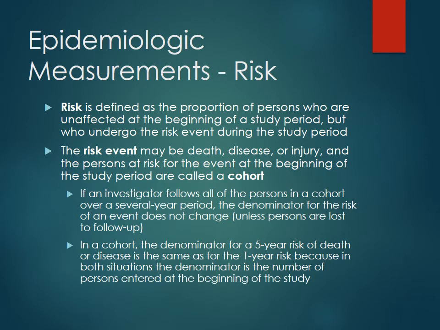Okay. So the next thing we'll look at is going to be risk. We've already talked about risk to some degree when we were comparing different means of samples when we were doing studies in biostatistics. Risk is defined as the proportion of persons who are unaffected at the beginning of a study period, but who undergo the risk event during the study period. Essentially, the risk event may be death, disease, injury, whatever you set it up as. And the persons at risk for the event at the beginning of the study period are going to be called a cohort.